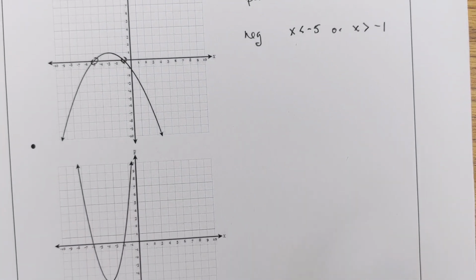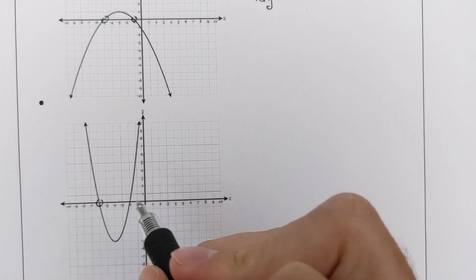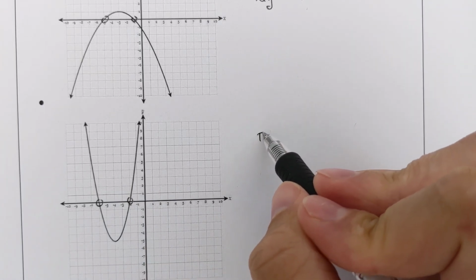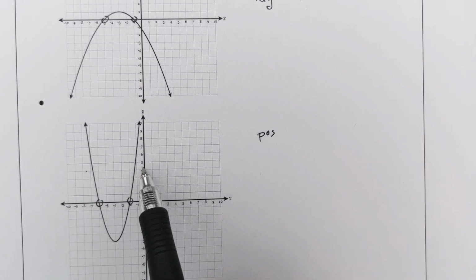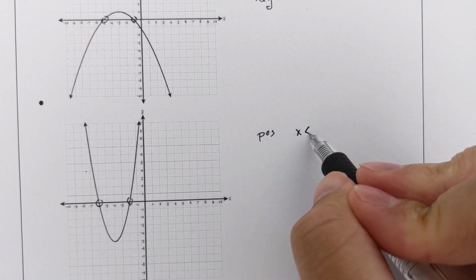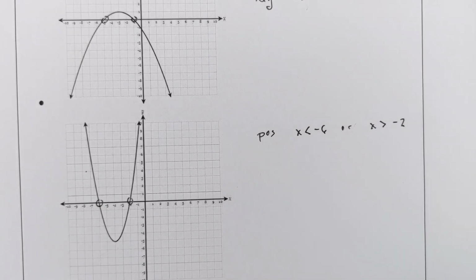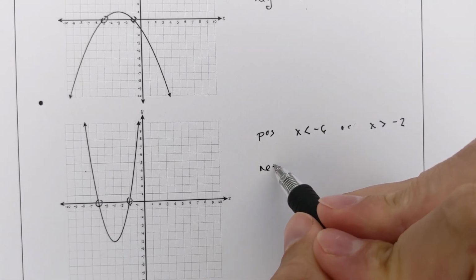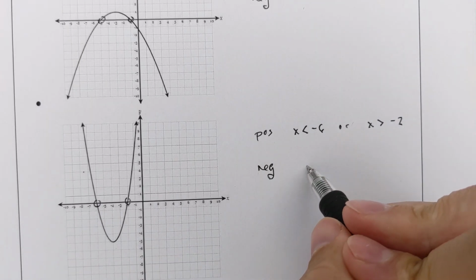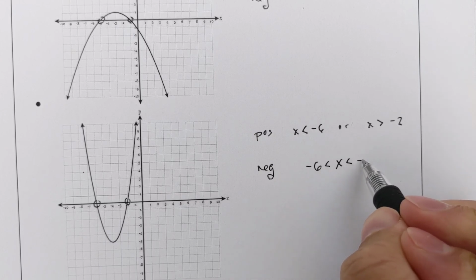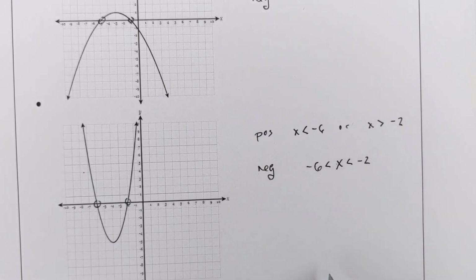All right, so our next guy, our zeros are at -6 and -2. So positive, there's 2 places here and here. So everywhere left of -6, or everywhere right of -2. Negative is the chunk in the middle, so -6 less than x less than -2. The x is in between those numbers, so it gets written here.